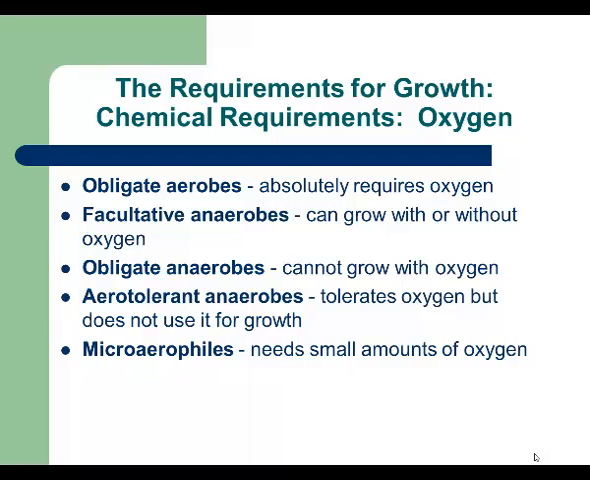So once again, 5 groups. Obligate aerobes require oxygen for growth. Facultative anaerobes can switch their metabolism from aerobic to anaerobic. Obligate anaerobes do not require oxygen for growth. Even more, they will be killed by oxygen. Air-tolerant anaerobes do not use oxygen for growth, they don't care about oxygen and cannot be killed by oxygen. And the last group is microaerophiles, which require small amounts of oxygen.